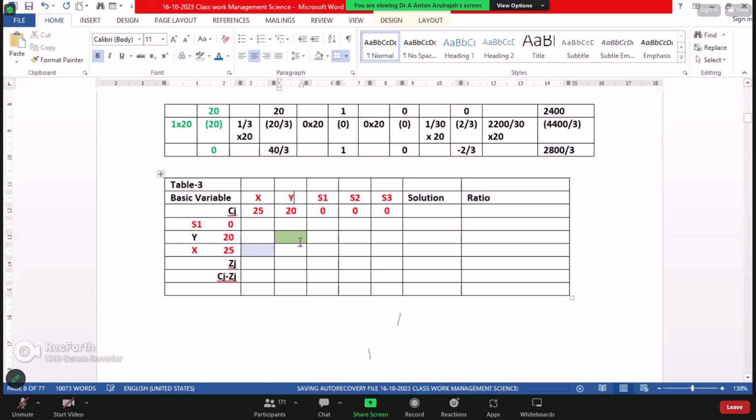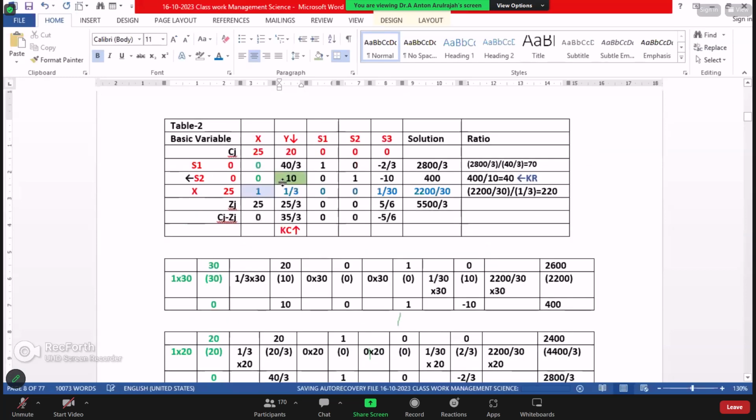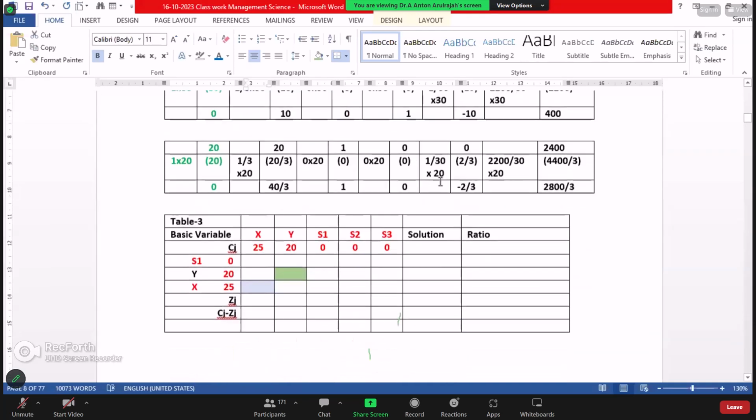Now, what we have to do, first we have to find this place, it should be 1. The 10 should be 1. So therefore, we have divided all the values by 10. Okay? 0 has to be divided by 10, this 10 has to be divided by 10, this 0 has to be divided by 10, this 1 has to be divided by 10, minus 10 has to be divided by 10, and 400 should be divided by 10. So that is the first treatment we have to do.